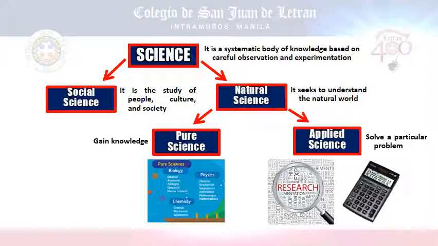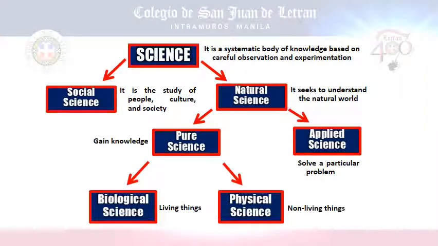While applied science, you gain knowledge to solve a particular problem. A good example of this is research. You discovered something to solve a problem. You find a solution or strategy for a better result. Another example is the calculator. We were having difficulty in calculating things in the past, so scientists invented something for us to compute easily. We discovered the calculator for easy computation.